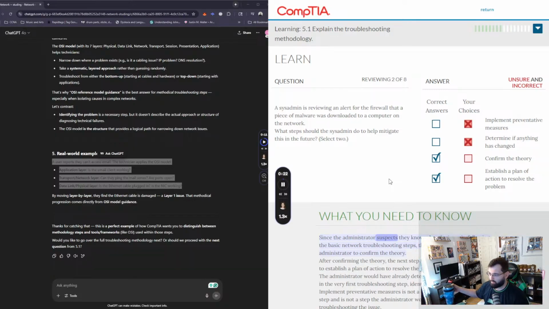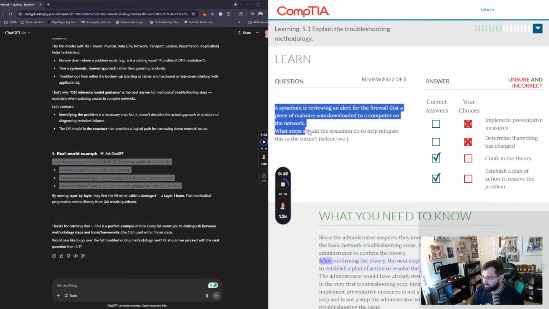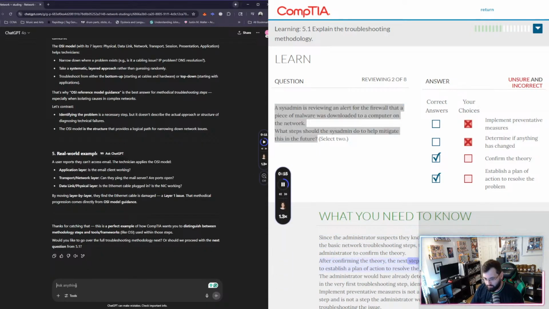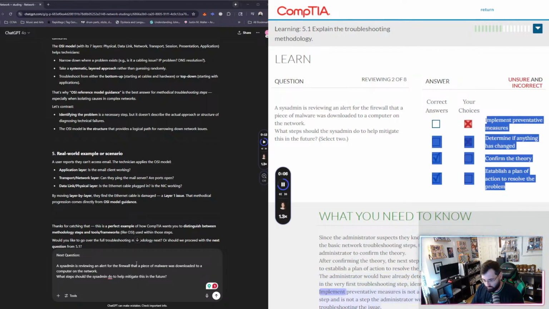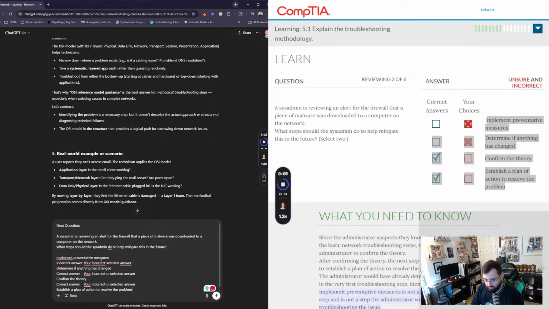Since the administrator suspects they know what the issue is, following the basic network troubleshooting steps, the next step is for the administrator to confirm the theory. After confirming the theory, the next step the administrator would take is to establish a plan of action to resolve the problem. The administrator would have already determined if anything had changed in the very first troubleshooting step, identifying the problem. Implement preventative measures is not a basic network troubleshooting step, and is not a step the administrator would perform as part of troubleshooting the issue.